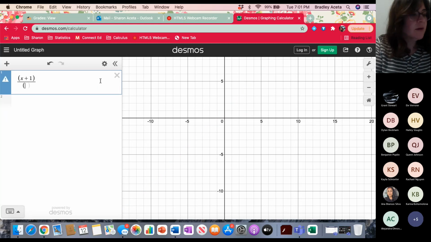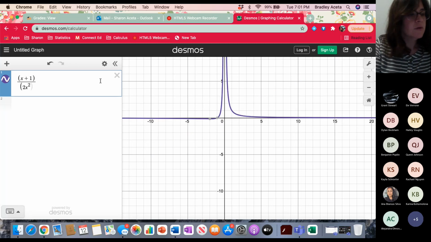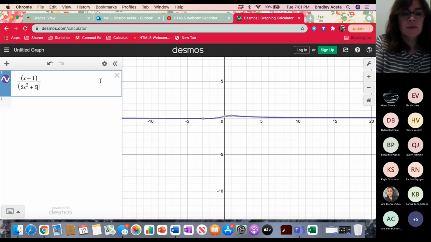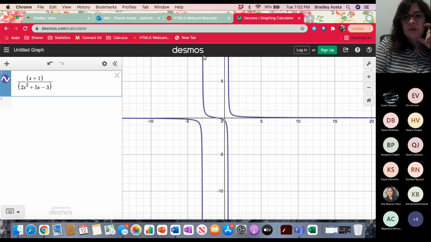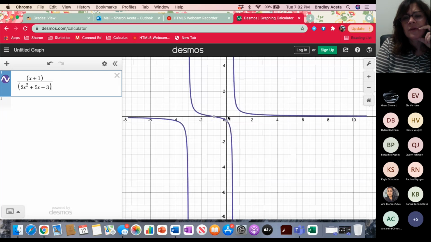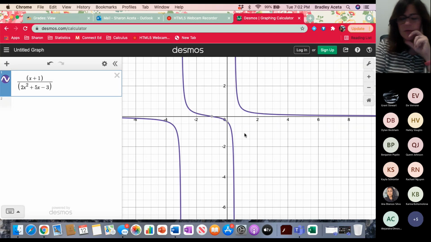So (x plus 1) divided by (2x squared plus 5x minus 3). Ooh, look at this. Notice what you have here. You have your one hook right here. Notice how close I am to that. Let's see if I can zoom in a little bit. Yeah, there we go. Here's 2, here's 1, so I'm reaching a 1/2 asymptote.